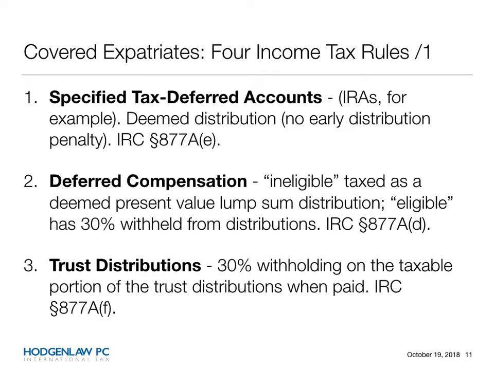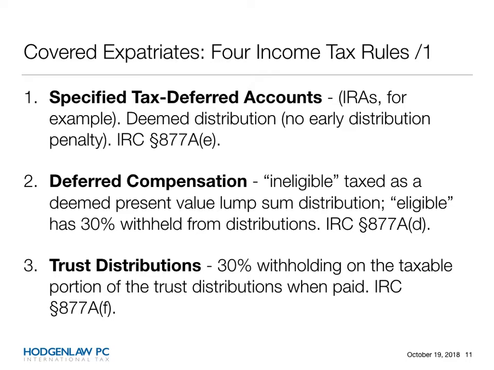The second category is called deferred compensation. And for simplicity's sake, think pensions, defined benefit pensions if you like. And there are 2 different categories of these deferred compensation items. One's called ineligible and one is called eligible. If you have ineligible deferred compensation, then you calculate the present value of a lump sum distribution of all your future benefits and you pay tax on it immediately as you leave the United States.